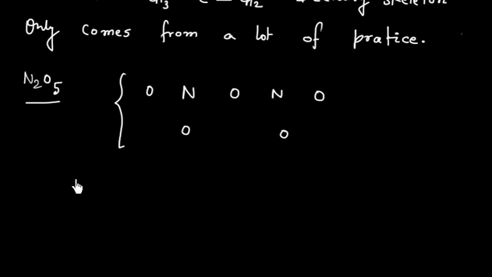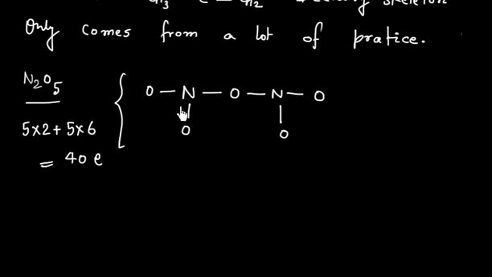Now can you try for the Lewis dot structure? So nitrogen has 5 into 2, 10, and plus 5 into 6 for oxygen. So 10 here and 30, so there are 40 electrons we have. So let us make a single bond everywhere. Now you see we have made 1, 2, 3, 4, 5, 6 bonds, so that is 12 electrons we have used. So the rest of the electrons is 40 minus 12, so we have 28 electrons. So we have to put 28 electrons.